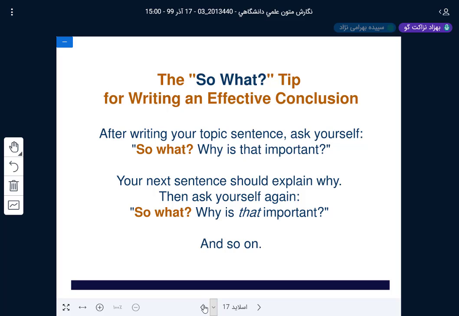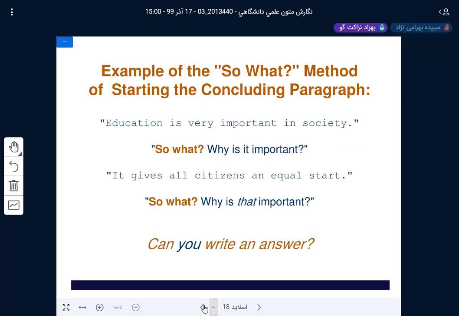The so what tip for writing an effective conclusion. After writing your topic sentence, ask yourself, so what? Why is that important? Your next sentence should explain why. Then ask yourself again, so what? Why is that important? And so on. So again, this is a very good method to answer this part. So, an example of the so what method of starting the concluding paragraph.